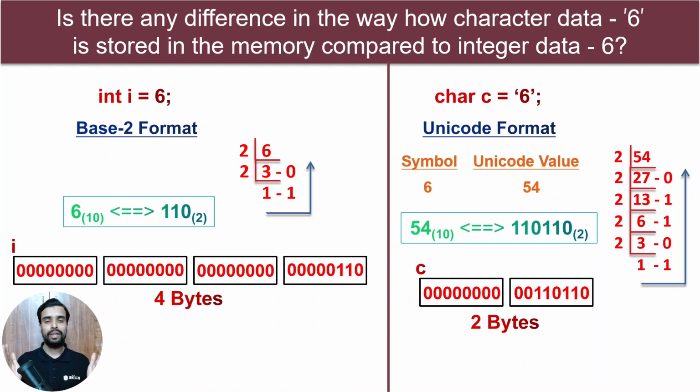So as all of you can notice now, clearly there is a huge difference between how the integer data 6 would be interpreted in the memory compared to how the character data 6 would be interpreted in the memory.